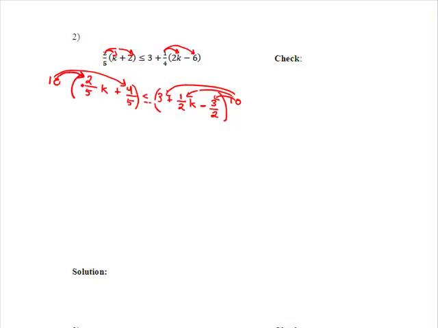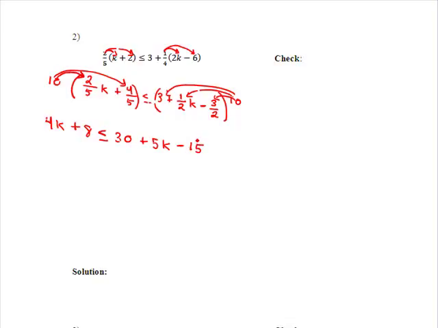Okay, so when I multiply the 10 times 2/5, the 5 will cancel and I'm left with 2. 2 times 2 is 4, so I'll have 4k plus, again, the 5 will cancel with the 10 and I'm left with 2 times 4 is 8, and that's less than or equal to. Now the 10 multiplies 3 and I'll get 30, plus the 2 will cancel with the 10 and I'm left with 5k, minus the 2 will cancel with the 10 and I'm left with 5 times 3 of 15.